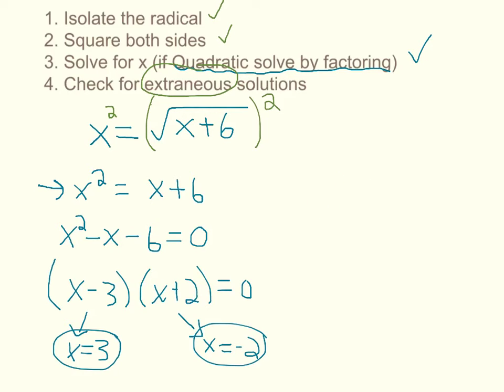So, for the first one, let's plug in 3. 3 squared equals the square root of 3 plus 6. 3 plus 6 is 9, so let's see, 3 squared is 9.